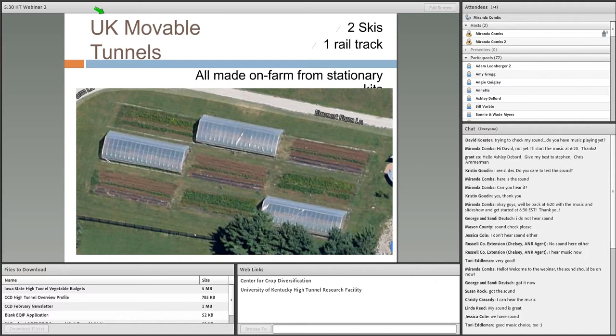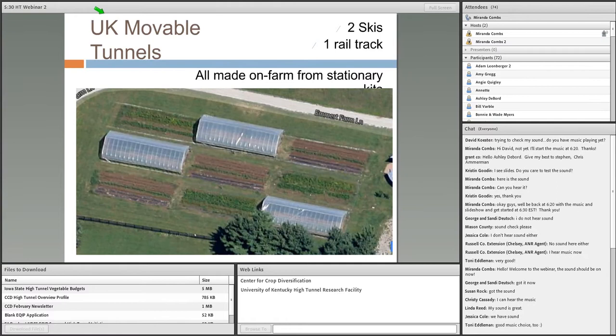We have two tunnels that are moved by being on skis or skids, and I'll walk you through those, and then one that's on a rail track. These are all made on the farm. We've made a lot of mistakes that we'd be happy to share with you, so if you decide to do movable tunnels fabricated on your own farm, you don't repeat some of our mistakes.